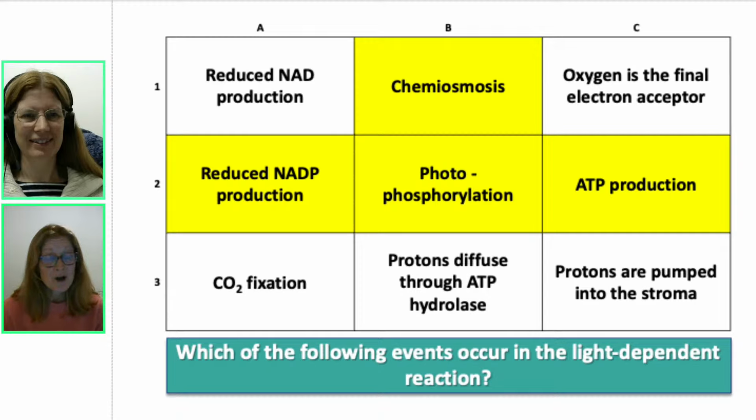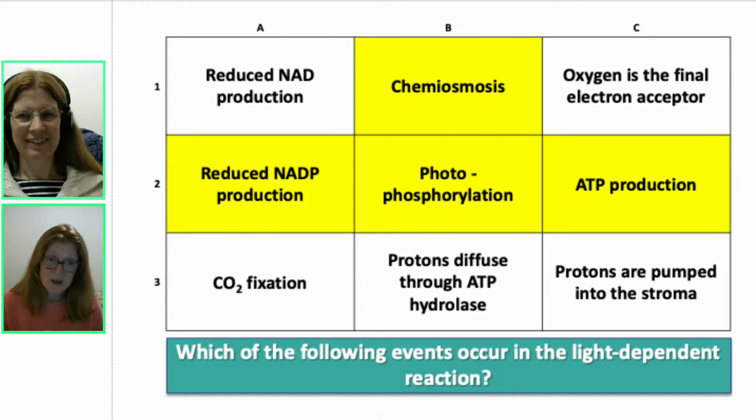Then in B, we've got a couple, haven't we? We've got our chemiosmosis taking place, which again is similar to respiration, isn't it? But instead of oxidative phosphorylation, we've got photophosphorylation going on, because it's all to do with light. Remember, we're in the light dependent stage, not the independent stage. So hopefully you saw those two.